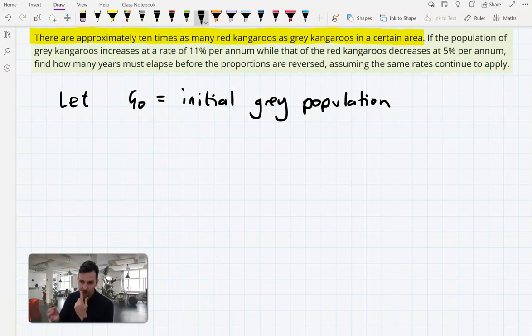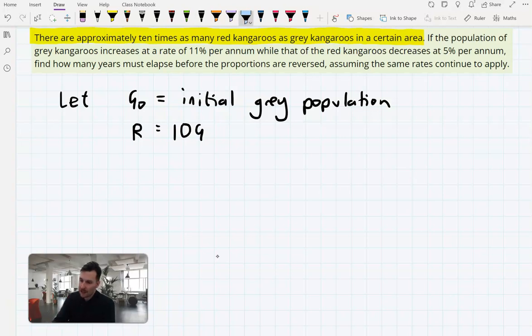What that means, if we're going to represent that mathematically, is that if we were looking at the number of red kangaroos and comparing it with the number of grey kangaroos, if there are 10 times as many red ones, it means that we'd need to times the grey population by 10 to get the number of red kangaroos. So it's got that sort of inverse quality to it. That's piece of information number 1.